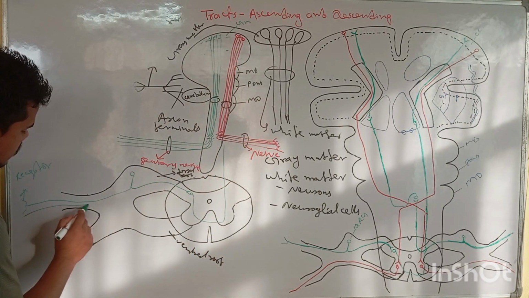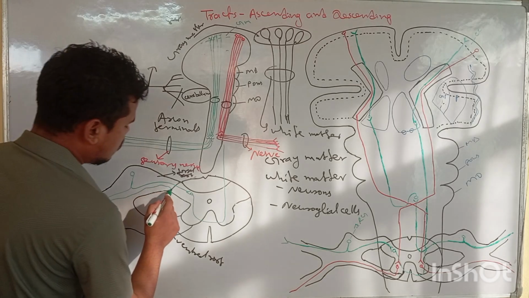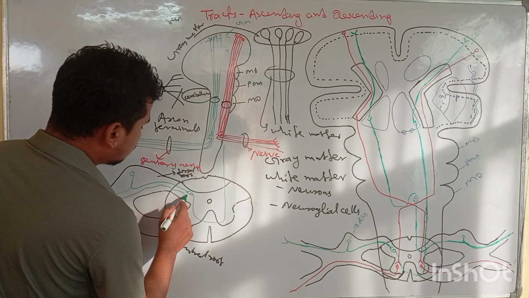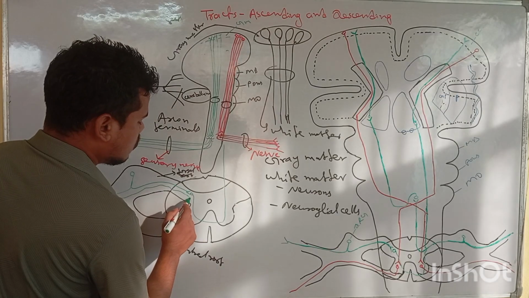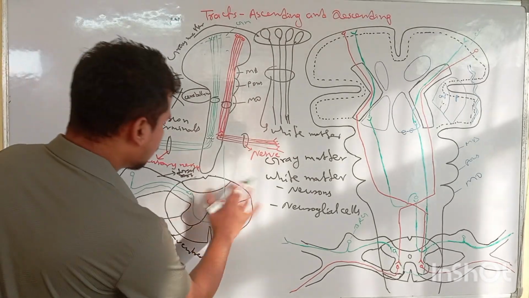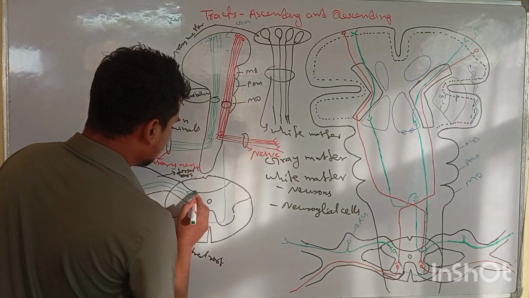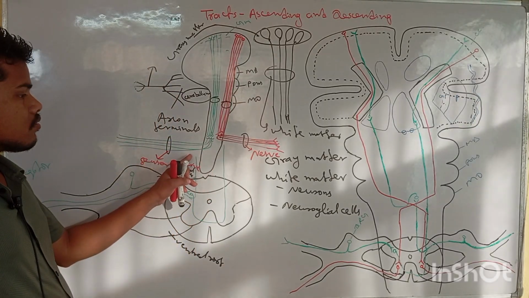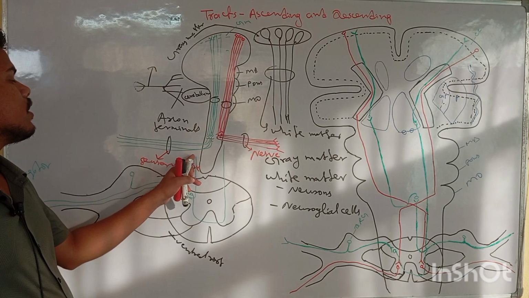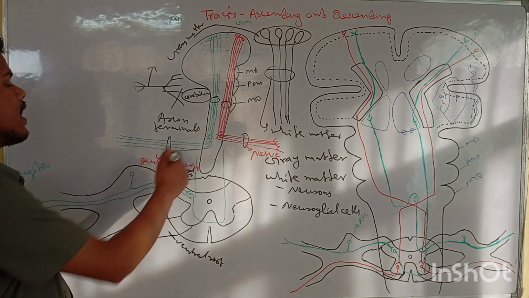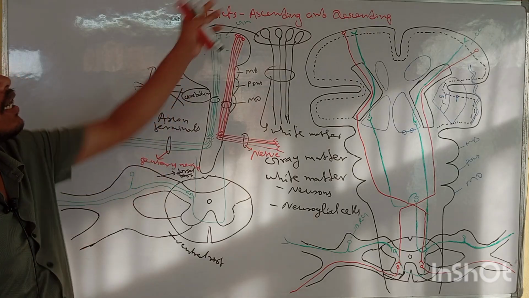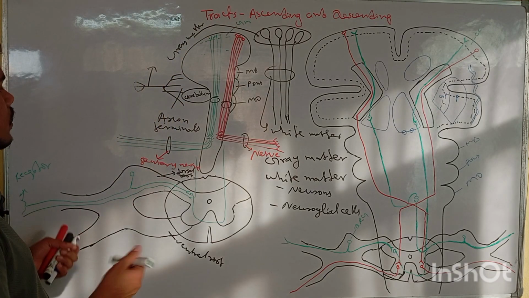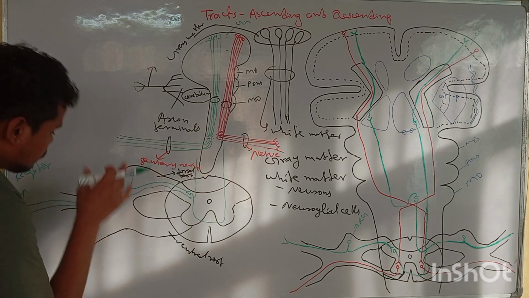And if this fiber is of the dorsal column medial lemniscal system, without synapsing and crossing to the opposite side, it will go upward and synapse in the lower medulla. There it will form the medial lemniscus, and that will go to the thalamus and then to the cerebral cortex.